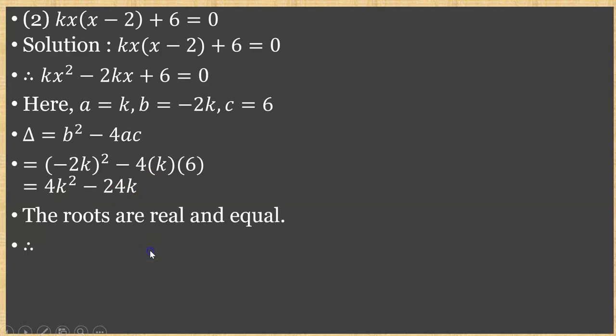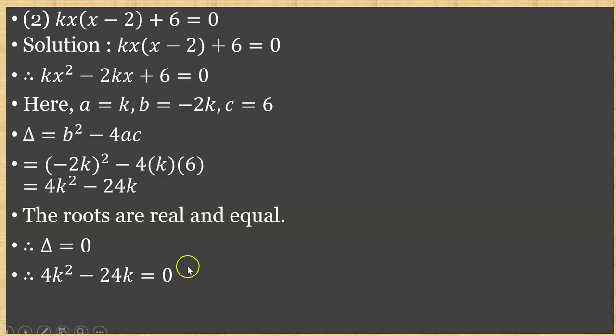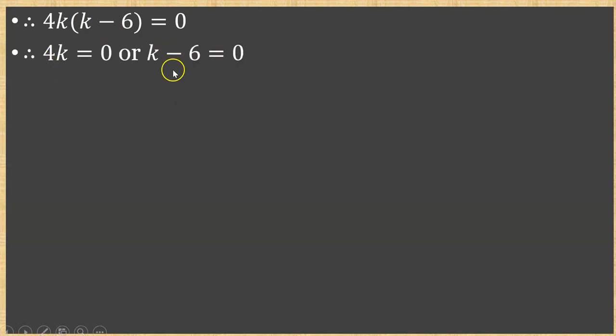Again the roots are real and equal. The value of delta is 0. 4k square minus 24k is equal to 0. Next, take 4k common, then in bracket you will get k minus 6 is equal to 0. 4k is equal to 0 or k minus 6 is equal to 0. k is equal to 0.